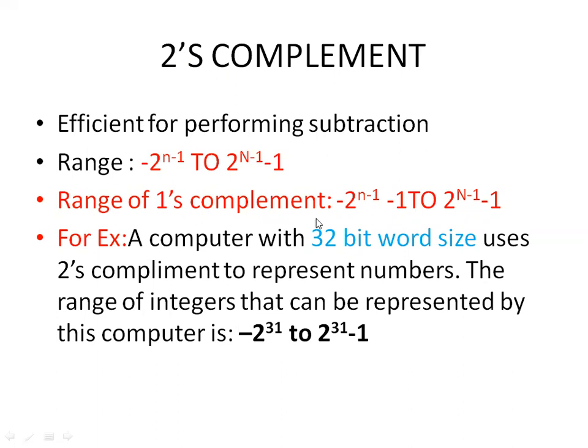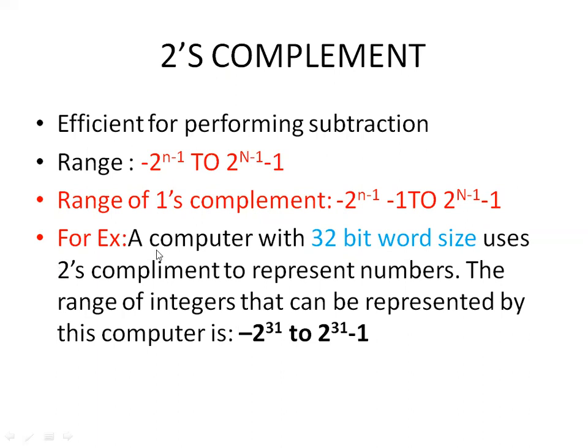Likewise, the range of 1's complement is nothing but minus 2 power n minus 1 minus 1 to 2 power n minus 1 minus 1. Therefore, the largest negative number is minus 2 power n minus 1 minus 1. The largest positive number is 2 power n minus 1 minus 1. Okay, here let me see an example for this 2's complement.